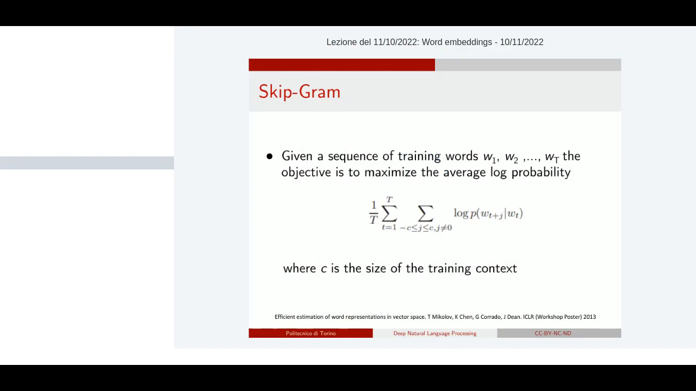So, given a sequence of training words, the target is to maximize the average log probability. So we model the problem as a log probability maximization, where the log probability is exactly what we have defined before. And we do this, as you can see, for all the slices on the source text, and you also have a second index which considers the size of the training context, because within the context you have multiple words to predict.